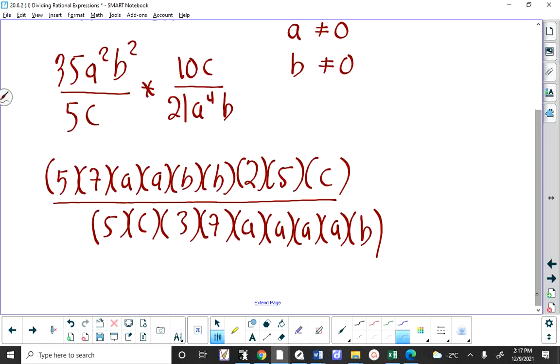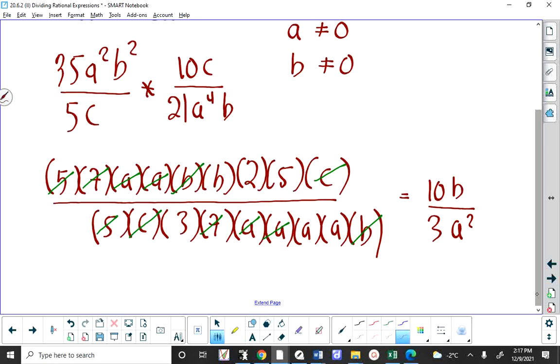Starting to see some nods. So 5 and 5. I thought I saw a 7 and a 7. There's definitely an A and an A and another A and another A. What else do we have? We have a B on the top, a B on the bottom. We have a C on the top, a C on the bottom. The only thing I have left on the bottom is a 3 and an A squared, and I don't see a 3 or an A on the top. So all I have on the top is 10B over 3A squared.